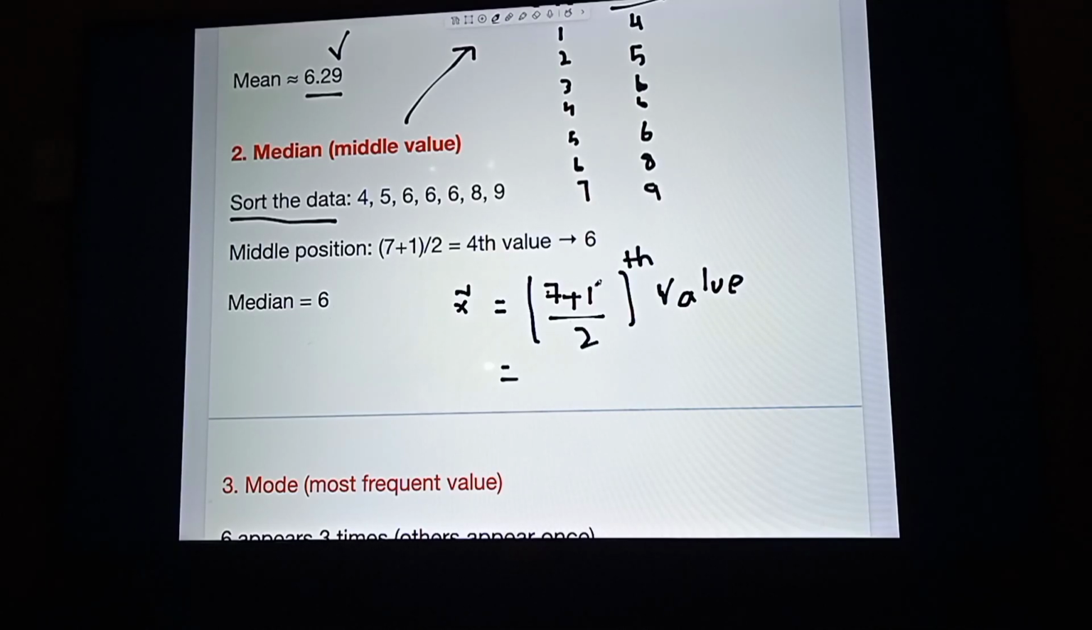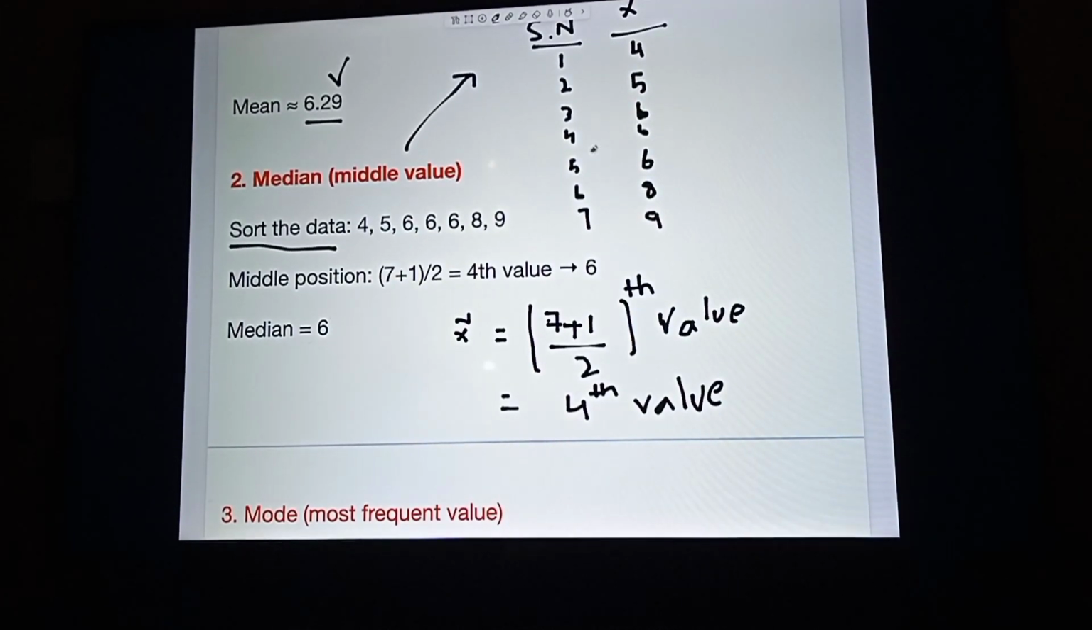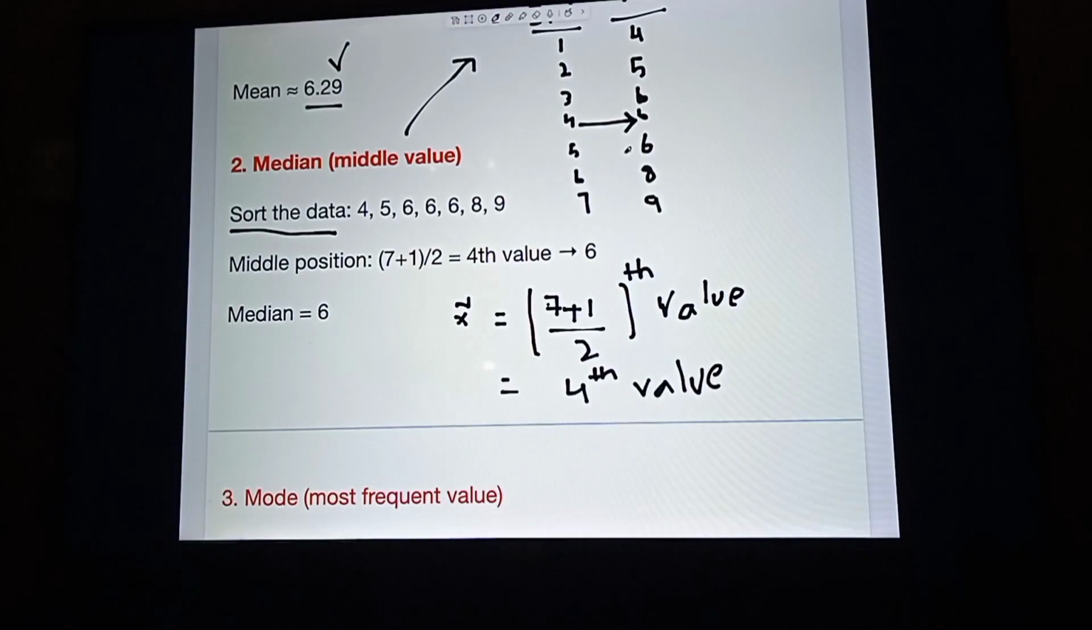7 plus 1 is equal to 8, and 8 divided by 2 is 4. So the median lies in the 4th position using serial number, or you can say that the median is the 4th value from serial number. So the 4th value from serial number, you just pick the X observation.